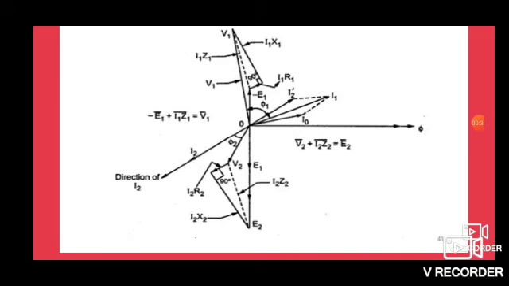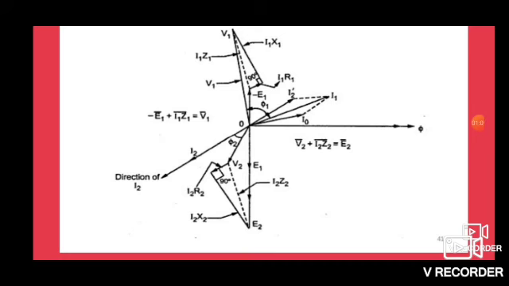Then we have to draw the drop I1R1. The I1R1 drop is parallel with the I1 current. Then at 90 degrees we have to draw the reactance drop I1X1. The resultant value of I1R1 and I1X1 is I1Z1. The total value of minus E1 and I1Z1 is V1.